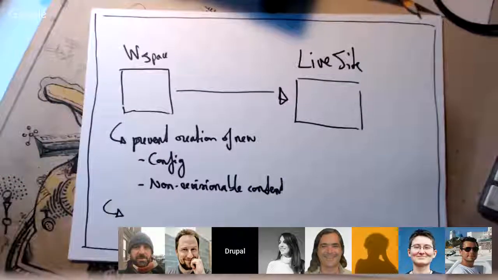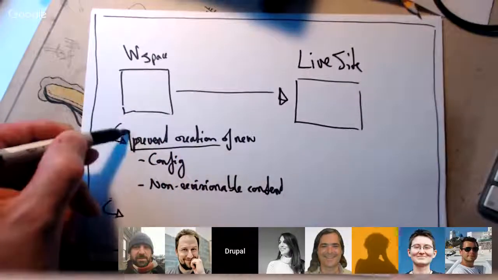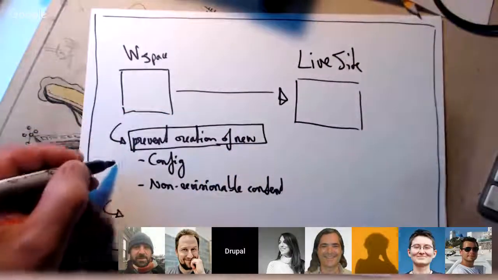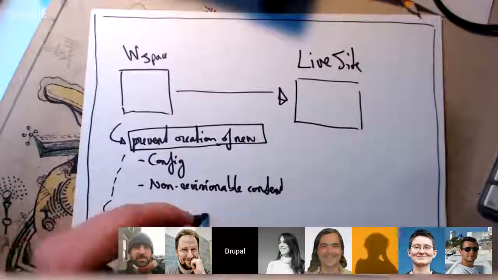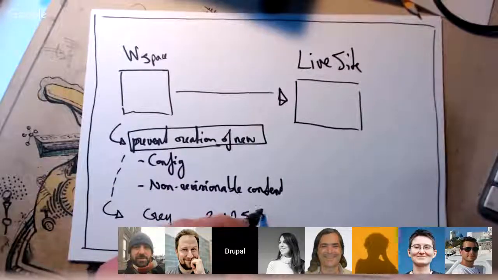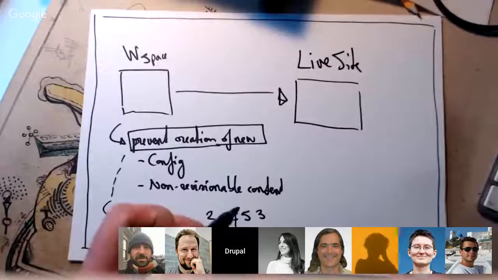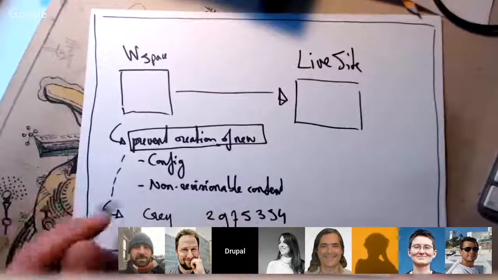If there's an issue number, can we find it? Yeah. It was an issue that was just pinged to me and I contributed to a comment. Oh, I got it. It's 2975334. Oh, I see it in the chat. Thanks, Benji.